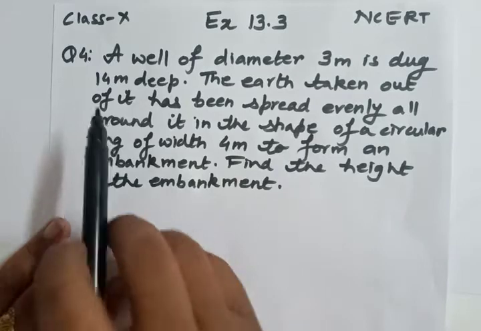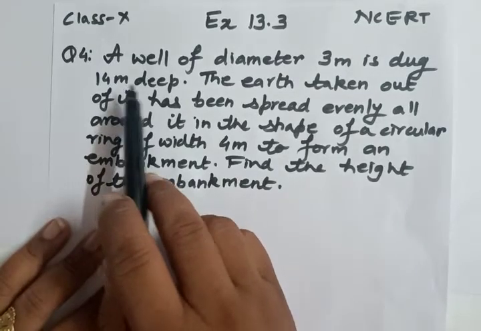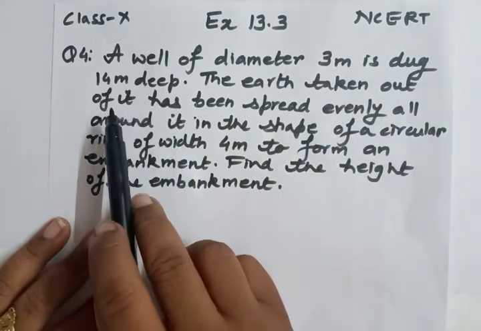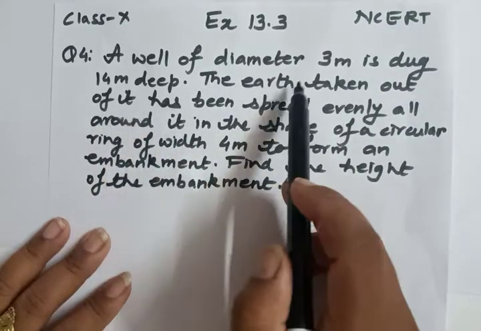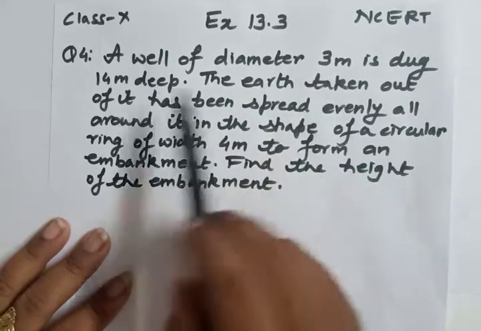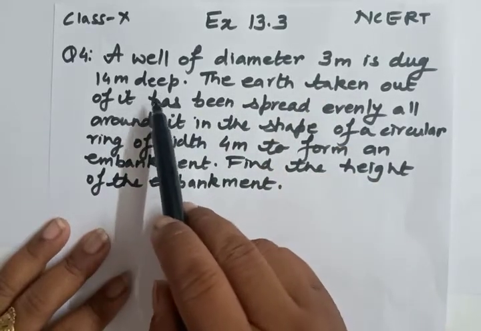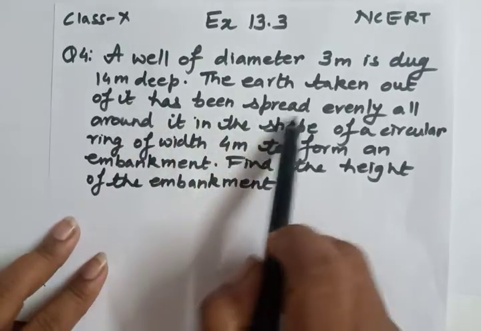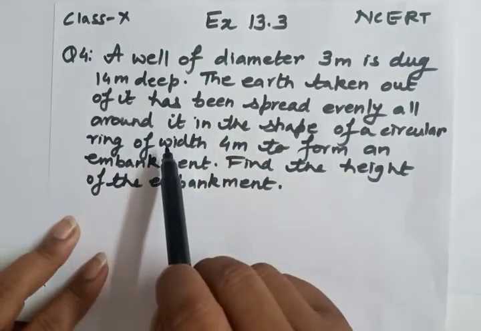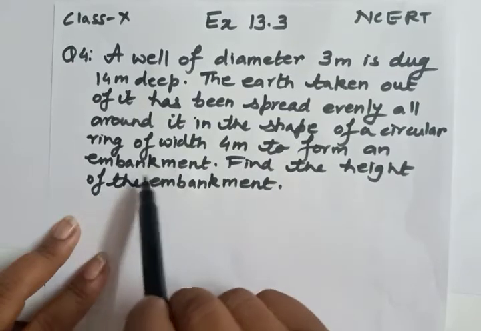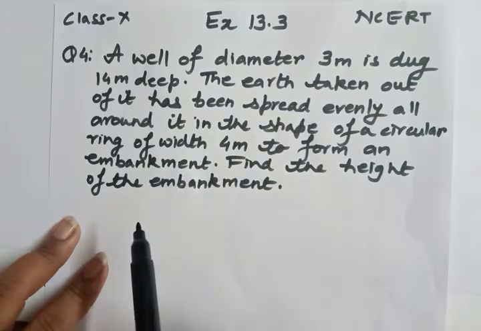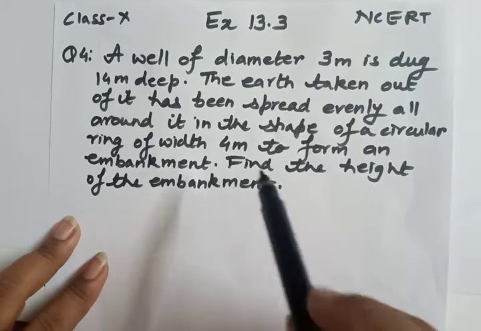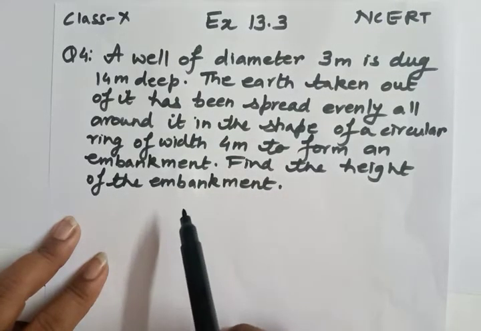So question number 4 is: a well of diameter 3 meter is dug 14 meter deep. So the diameter of the well is 3 meter and the height of the well is 14 meter. The earth taken out of it has been spread evenly all around it in the shape of a circular ring of width 4 meter to form an embankment. Find the height of the embankment.